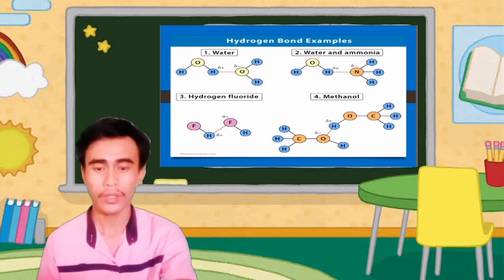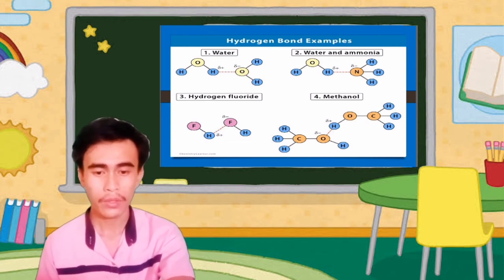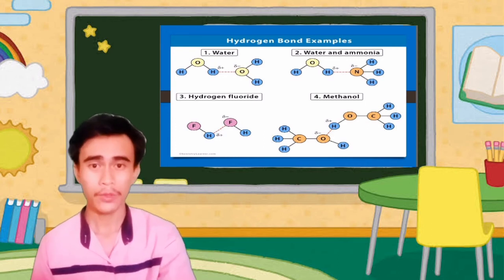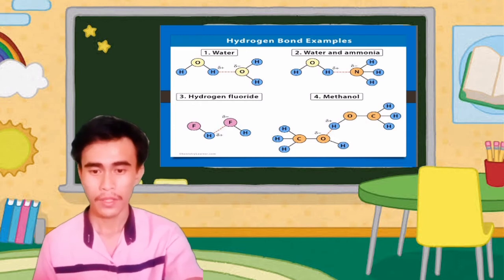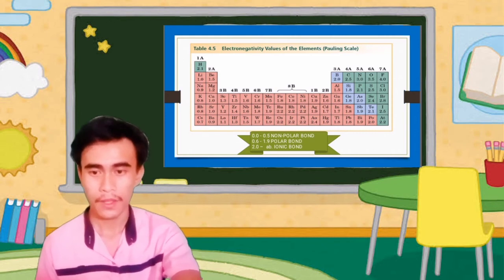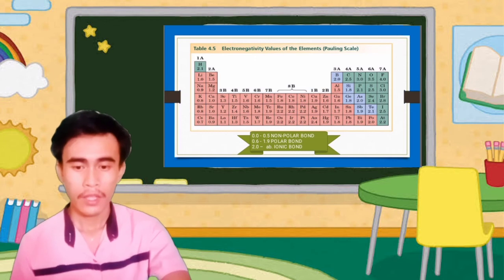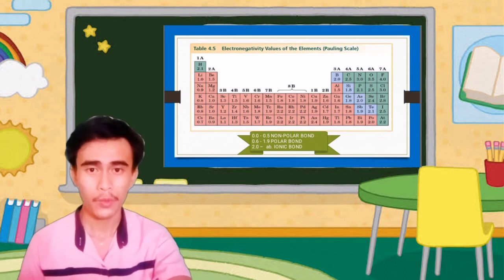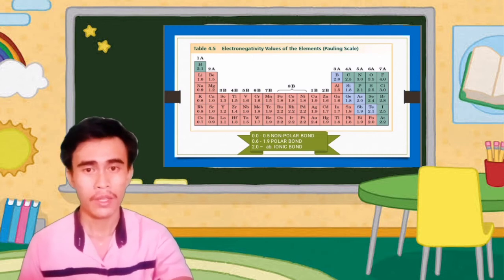And then hydrogen fluoride again, where the hydrogen is attracted to the fluorine of another molecule. We also have methanol, where we have two methanol molecules. One methanol has a positively charged hydrogen, and the oxygen is the negative charge. So there is an attraction between them, and it is called hydrogen bonding. In this table, when the electronegativity difference is 0.0 to 0.5, it is a non-polar bond. From 0.6 to 1.9, it is a polar bond. And 2.0 and above is an ionic bond.